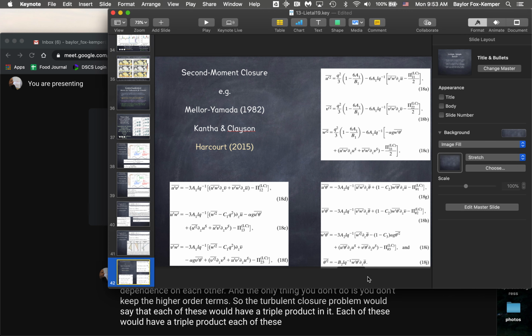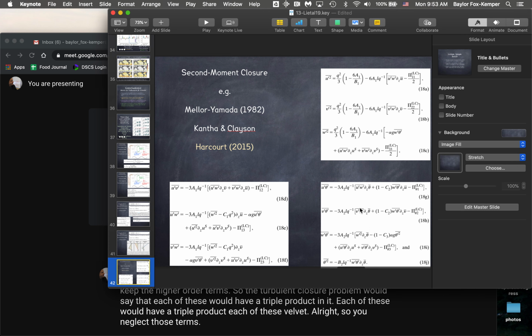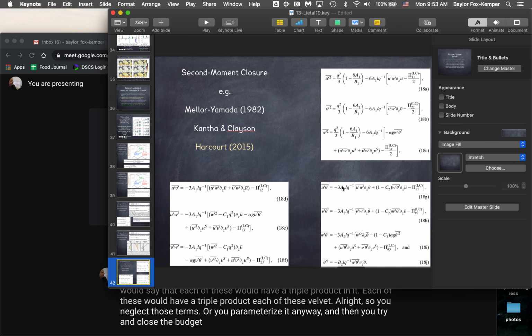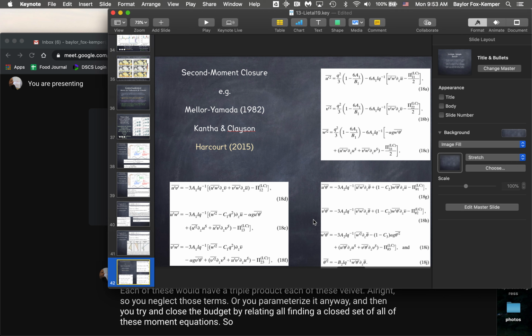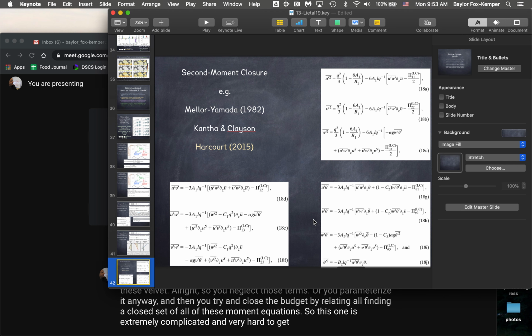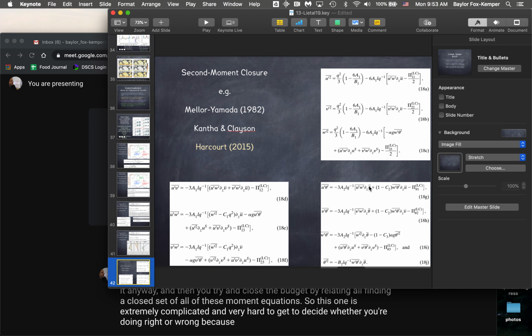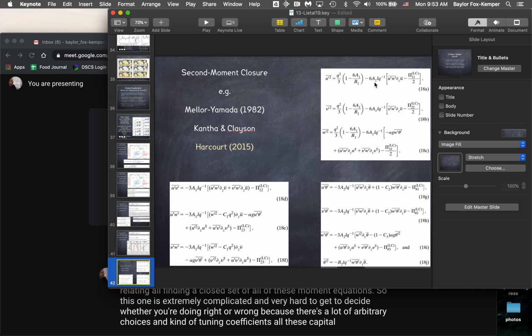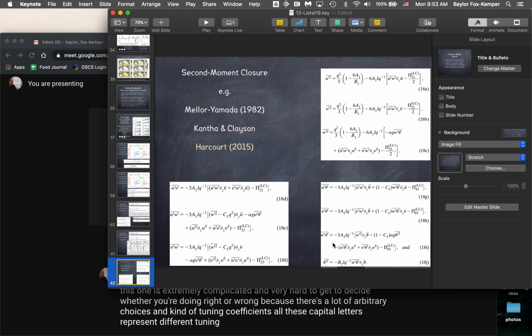So you neglect those terms, or you parameterize it anyway, and then you try and close the budget by finding a closed set of all of these moment equations. This one is extremely complicated and very hard to decide whether you're doing right or wrong, because there's a lot of arbitrary choices and kind of tuning coefficients. All these capital letters represent different tuning coefficients in these interactions between the different terms.